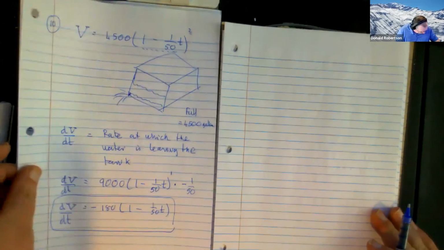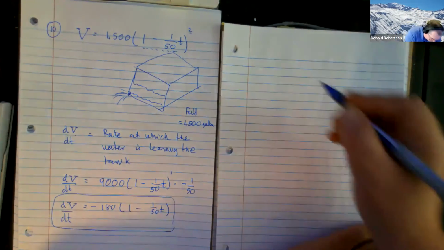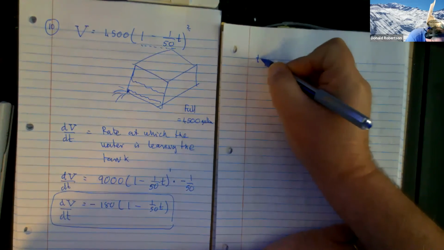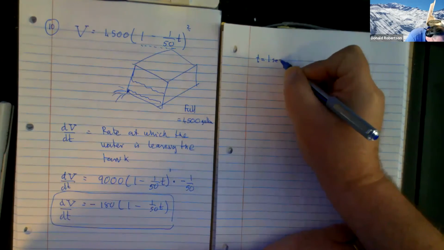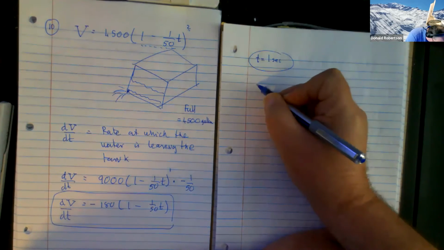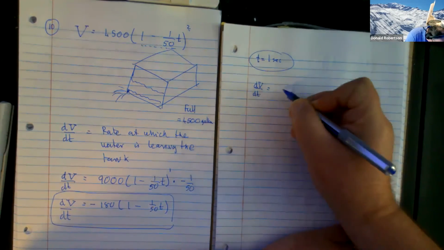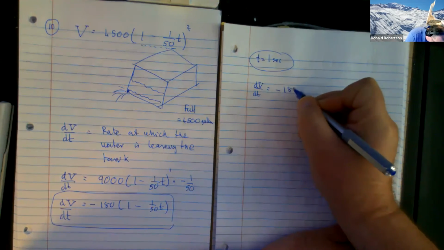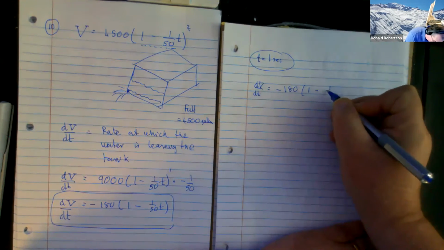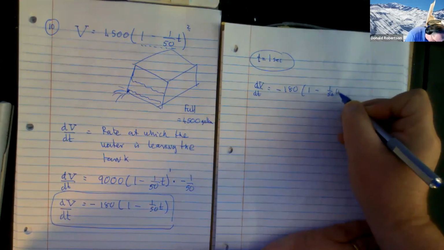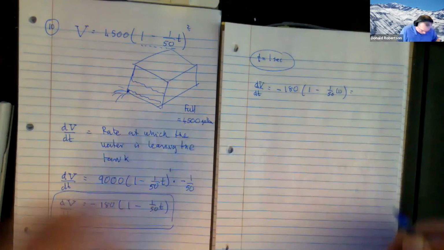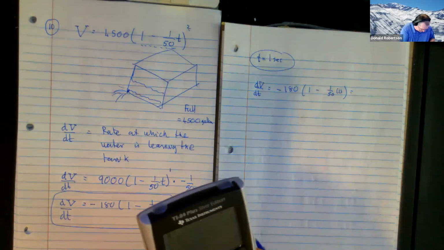So let's evaluate it at certain places. Suppose we are interested in the 1 second mark. So the rate of change at the 1 second mark is negative 180, 1 take away 1/50th times 1. I'll tell you what that is.